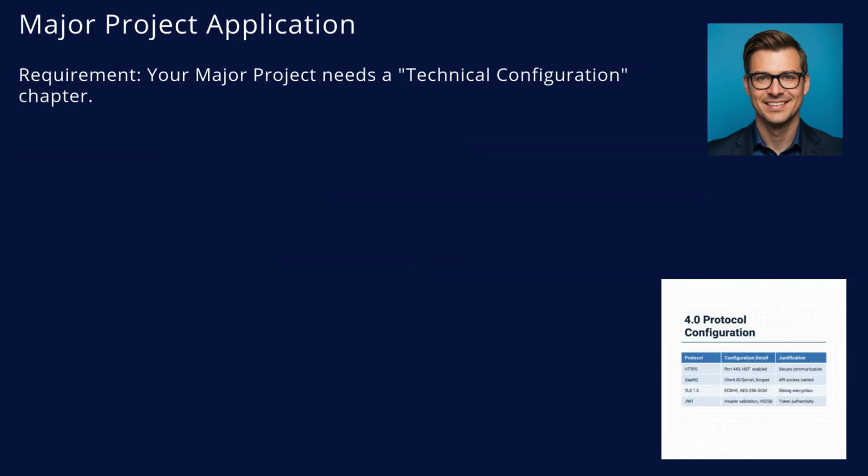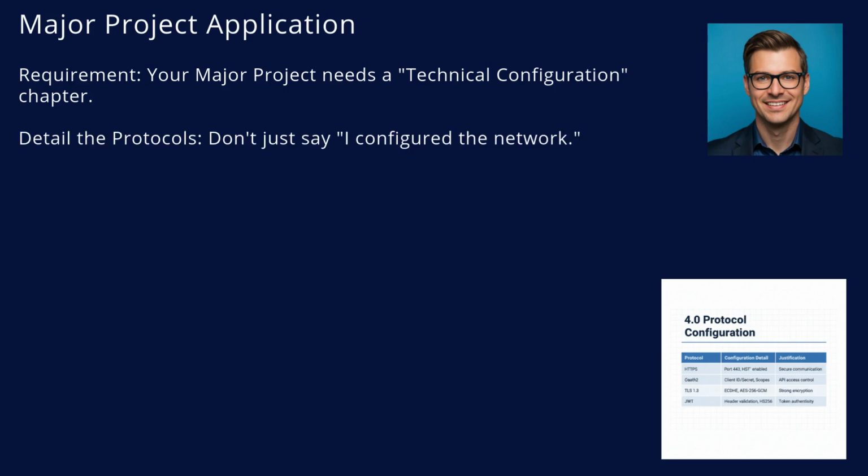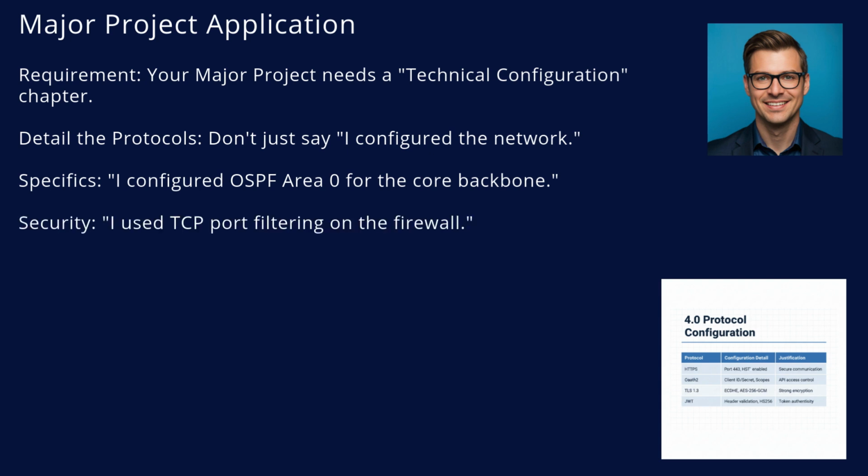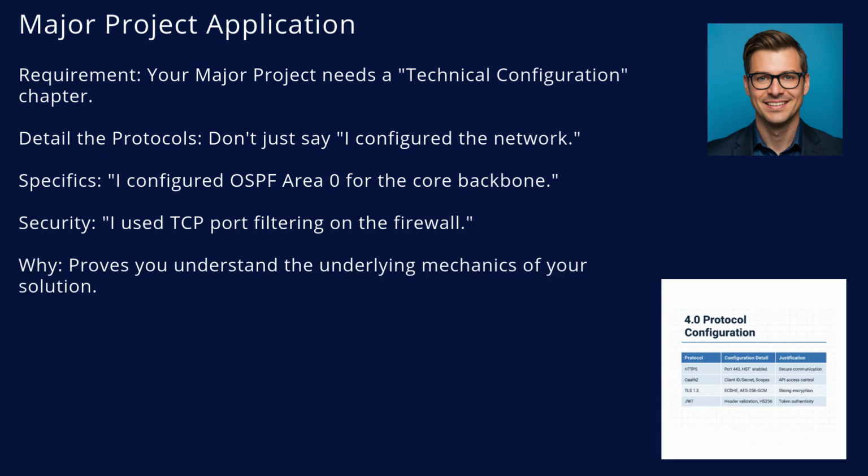If you are doing your major project, you must get specific about K62 in your technical configuration chapter. Don't just write, I connected the routers. Write, I configured OSPF with Area 0 for the backbone to ensure efficient routing updates. Write, I restricted access using an access control list that blocks specific TCP ports. This level of detail proves to the assessor that you understand the underlying mechanics of the solution you built.